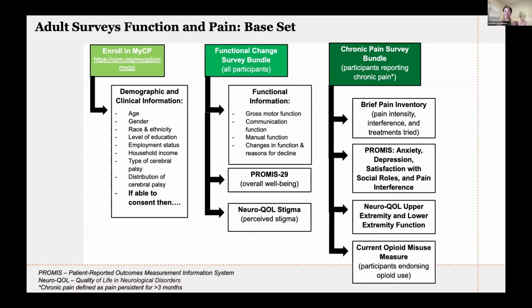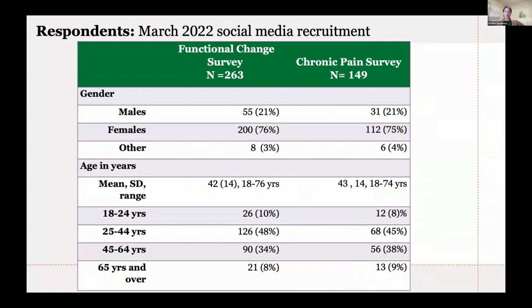And so this, we don't have to go over the slide in detail, but this just shows you how much information we're collecting in the registry. So we're getting demographic and clinical information. We have several surveys on function, well-being, and stigma, as well as several additional surveys for those people that are experiencing chronic pain.